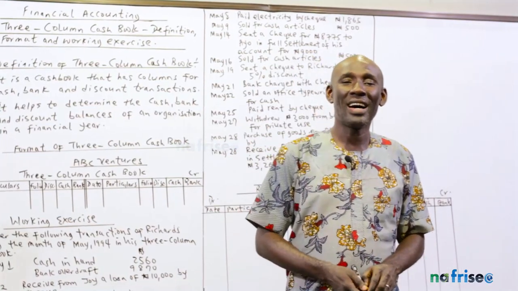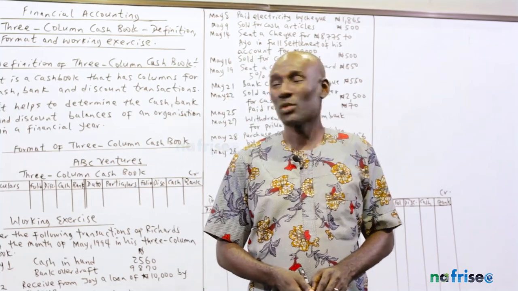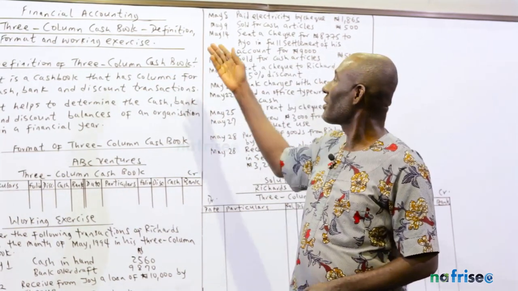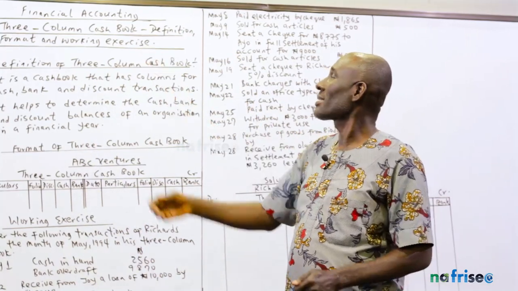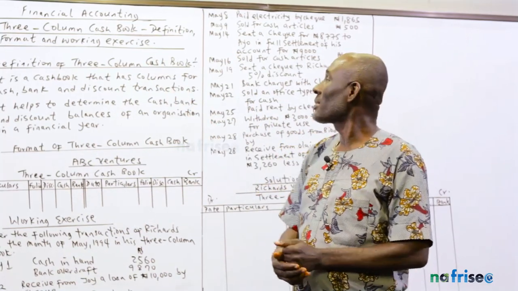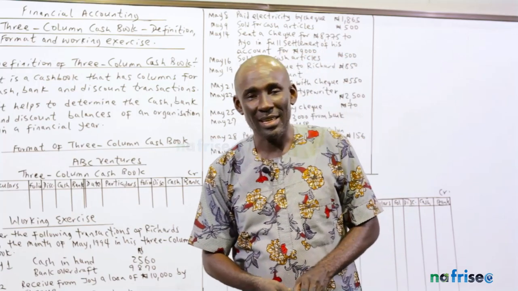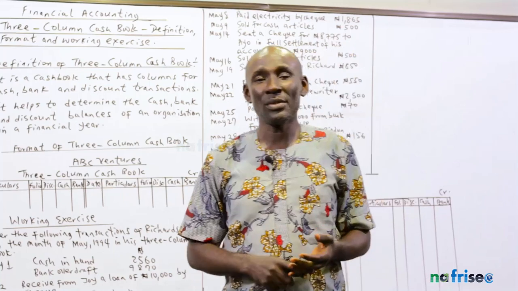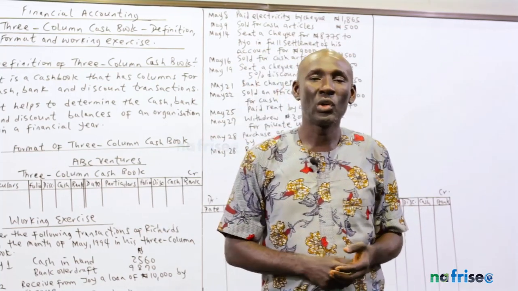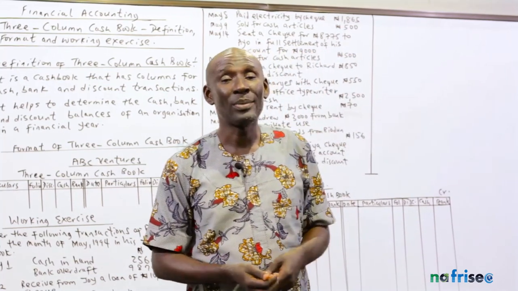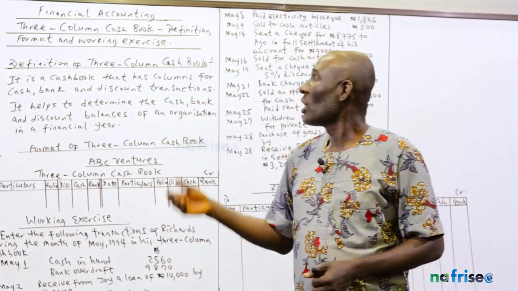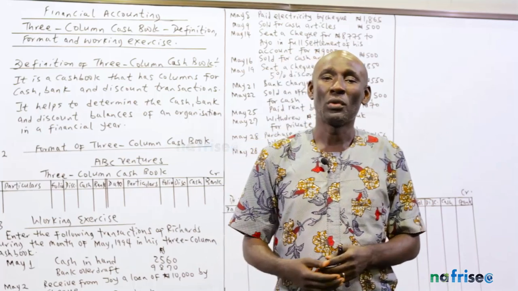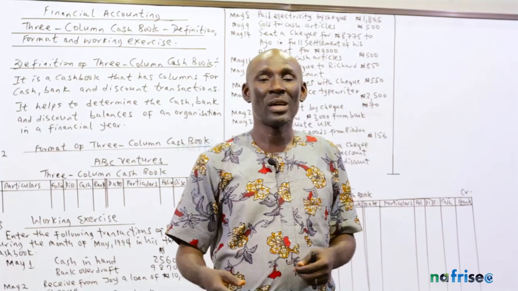In continuation of our last session on discounts, today we are going to treat three-column cash book. We'll look at the definition, the format, and then we'll attempt a working exercise. Recall, in our previous sessions, we have dealt with one-column cash book. We equally treated two-column cash book. Today, we are treating three-column cash book. From three-column cash book, we'll go to petty cash book in a subsequent session.